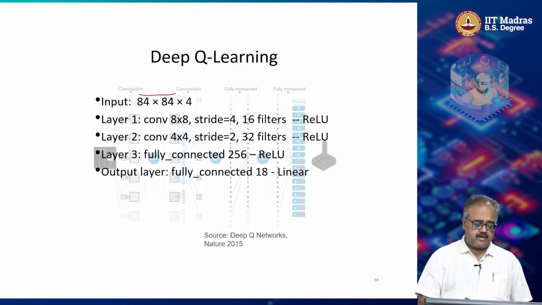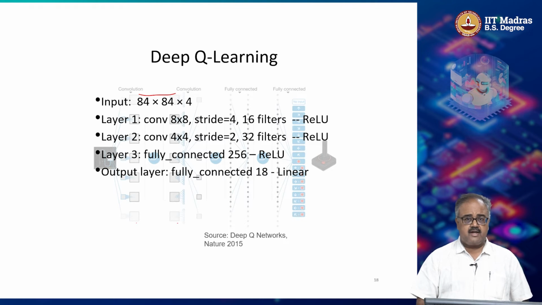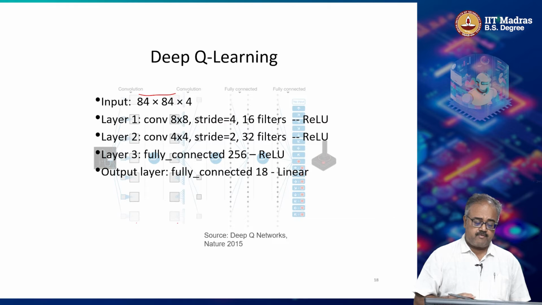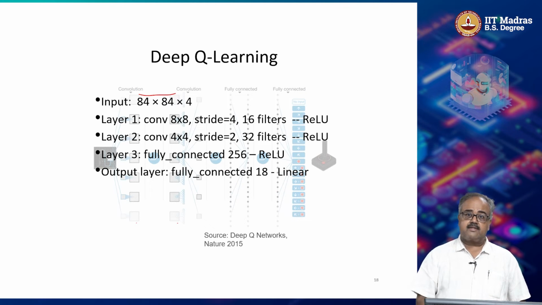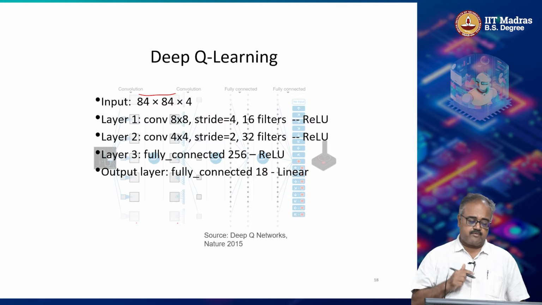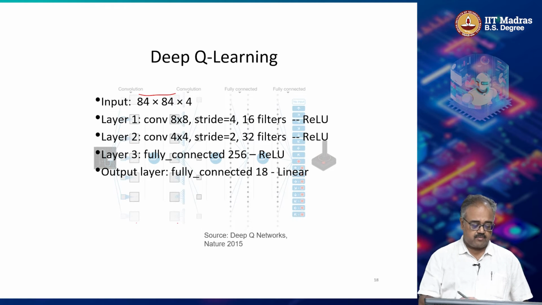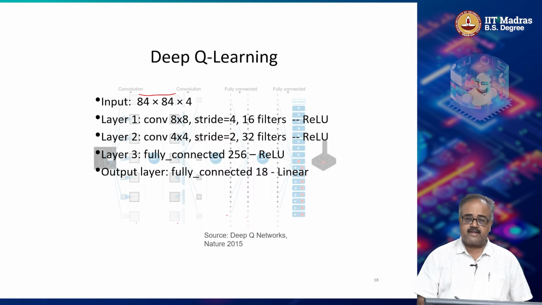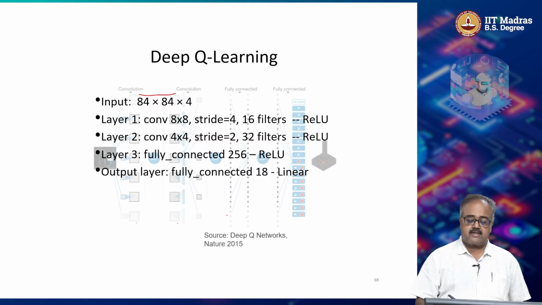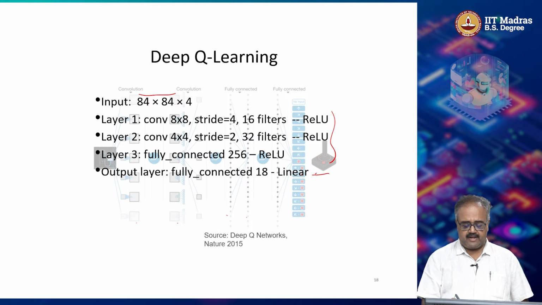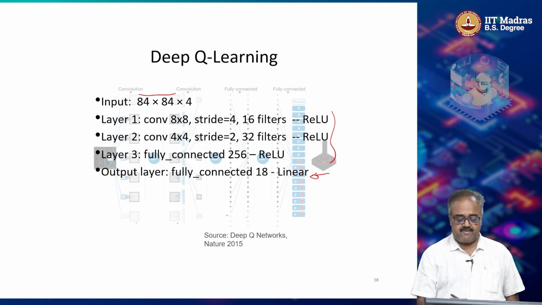Layer 2 is again a convolutional layer, with a convolution size of 4 by 4 and a stride of 2, and we have 32 filters in this level. So that basically gives me the convolutional output, a bank of 32 filters operating on layer 1's output. Layer 3 is a fully connected layer with 256 dimensions, and all of these are ReLU activations. Finally, you have a fully connected 18 dimensional output layer, where the activation is linear.